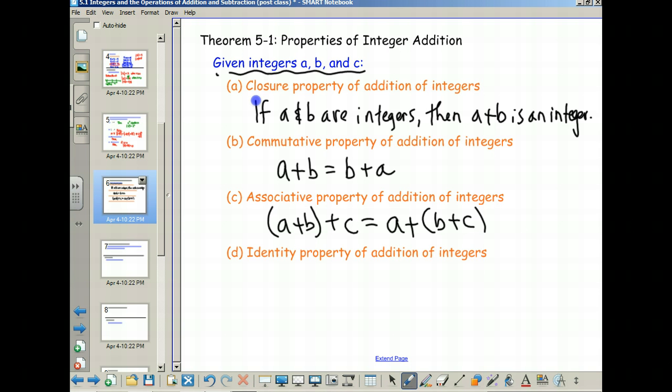That's all addition. You know what the identity property is? Not 1. 0. Yeah, so we got the 0, right? 0 is the identity. So if you take 0 plus A or A plus 0, you get back A.